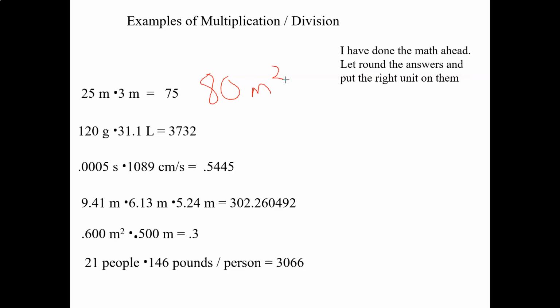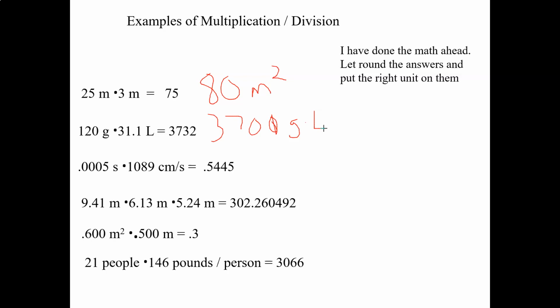Next, 120 and 31.1. We're going to multiply those and get 3732. The first number has 2 sig figs. The 31.1 has 3 sig figs. 2 is less than 3, so I'm going to round my answer to 2 sig figs. Rounding just like before, we'd get 3700. And the unit would be a gram times a liter.